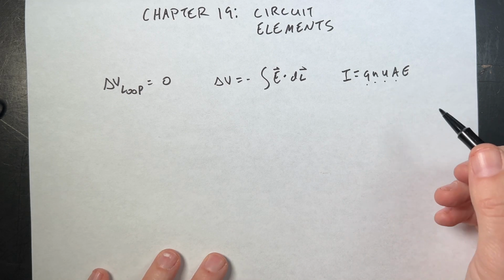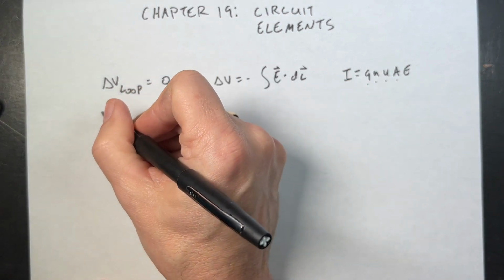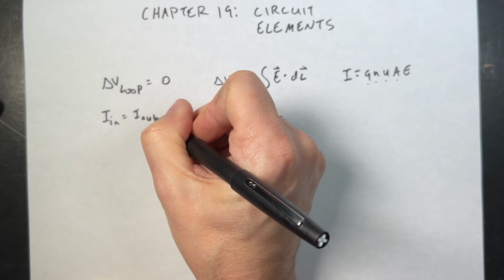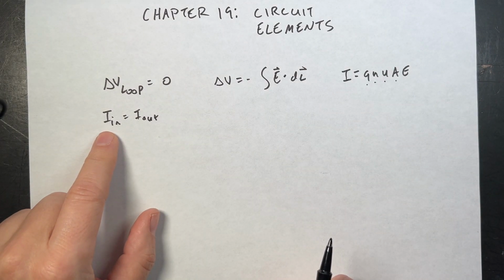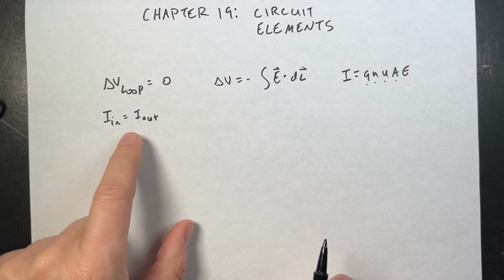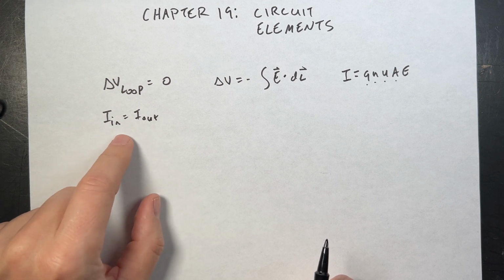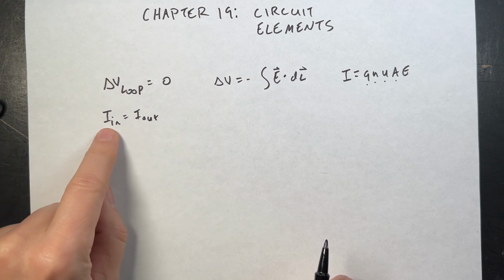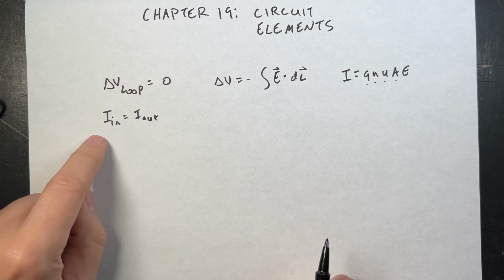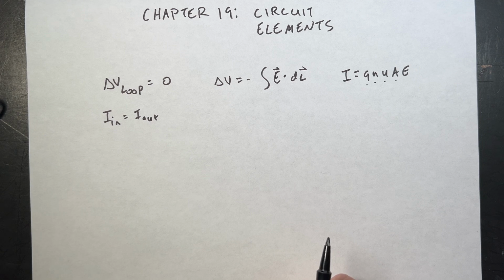With that we have one more rule: I in equals I out. This says if I have current coming into some point, it has to be the current coming out of that point in the steady state solution. Otherwise, charge will not be conserved. So these are your loop rule and your junction rule. Conservation of energy, electric field's conservative, conservation of charge right there.